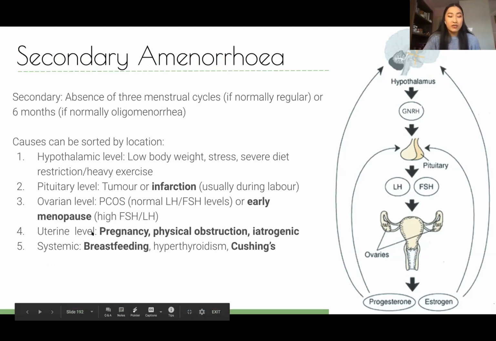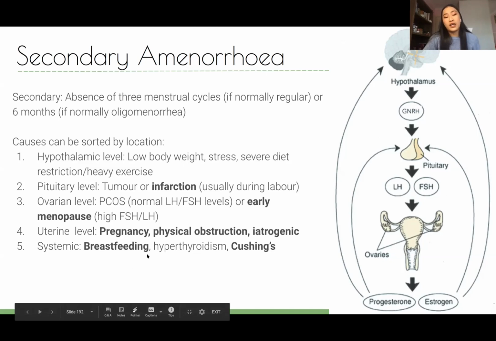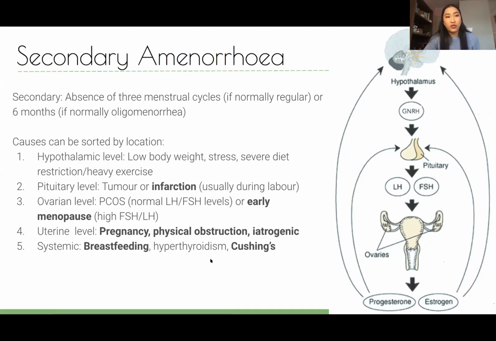For secondary, at the uterine level it's a little bit more important because obviously you've got to think about pregnancy as a cause, and then systemically breastfeeding will also be a cause. For about 6 months after someone gives birth, when they're breastfeeding a lot, you get suppression of the hormones here, and therefore they get amenorrhea. And thyroid issues, which you'll already know from your endocrine topic, can cause amenorrhea as well.